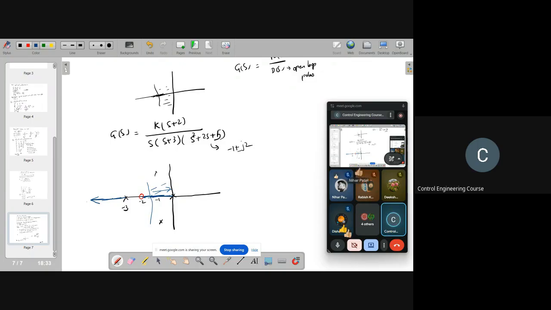Not getting any response. Yeah, let me know if it is not clear anywhere. Clear, ma'am. Yeah, fine. Thank you. So we'll stop here. Then we will discuss the remaining rules of root locus, and then how we plot the complete root locus in the next class. Is it fine? Okay, ma'am.